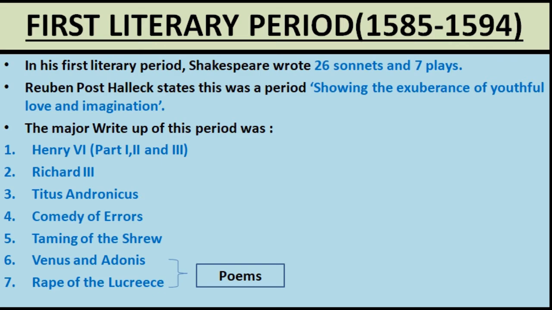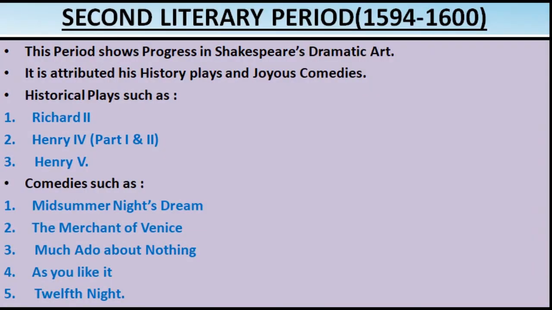Moving to the next literary period of William Shakespeare, the time span of this second literary period was 1594 to 1600. The very first point is that it shows progress in Shakespeare's dramatic art. By the second literary period, Shakespeare became excellent in writing dramas. So this question may be asked like this: which literary period of Shakespeare makes his dramas very good, meaning his dramatic art improves? The period was the second literary period.